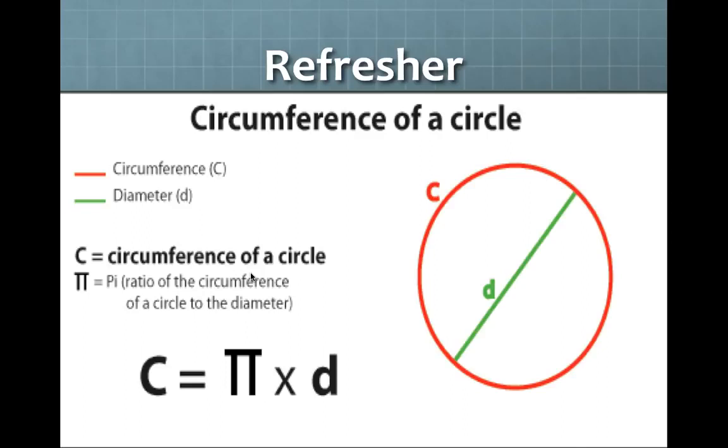And here's a refresher on how to find circumference. Circumference is pi, which is 3.14, times the diameter, which is the full length across the circle going through the midpoint or the origin.